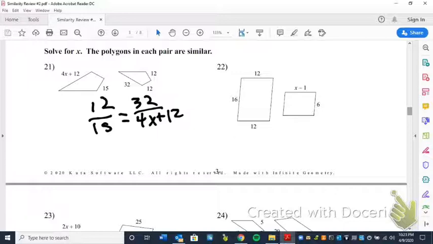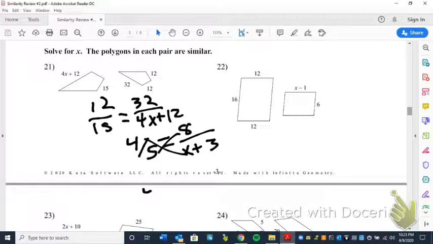So instead, I'm going to take 12 over 15 and reduce that to 4/5. I pull a 3 out of each one. I then look over and I see 32, 4x, and 12. I can pull 4 out of all of those. So that's 8 over x plus 3. Then I cross multiply. So 8 times 5 is 40, and I go 4 times x plus 3. So we get 4x plus 12 equals 40.